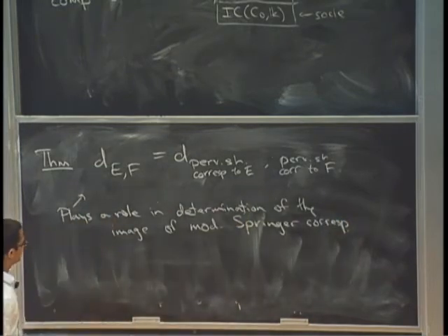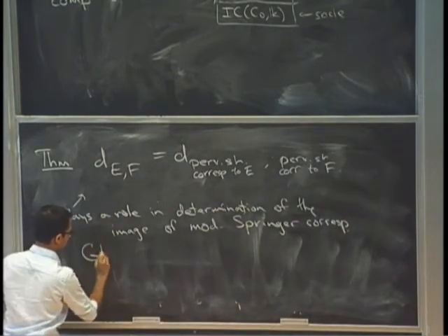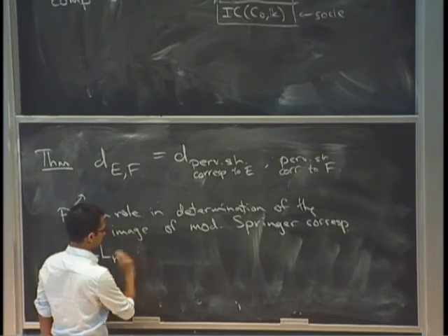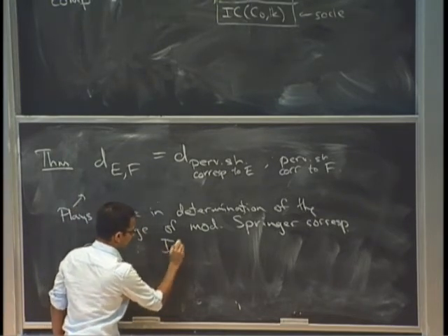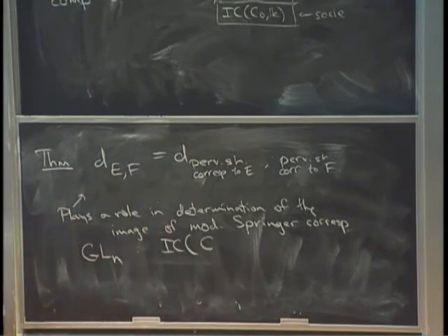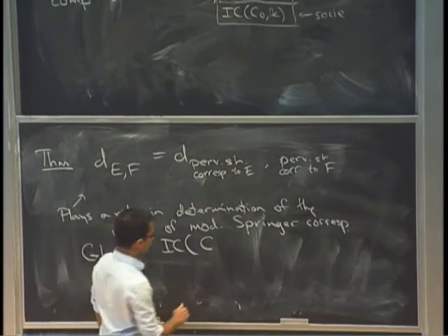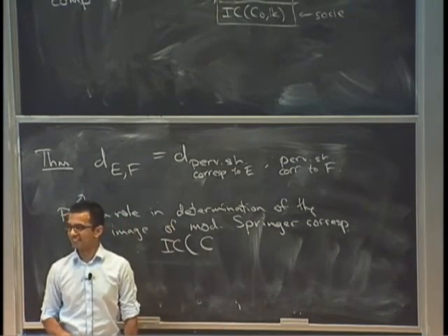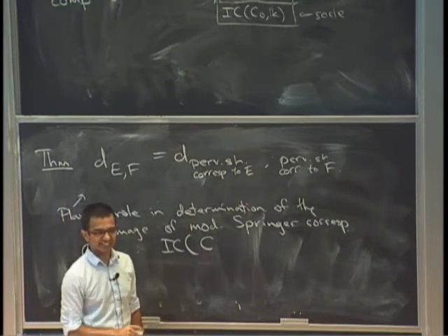So this determination of the image for GLN, I'll tell you what it is. For GLN, this was already in Juteau's thesis. It's exactly the intersection cohomology complexes on nilpotent orbits. Well, they're supposed to be labeled by some kind of partition. Does anyone in the audience want to guess what kind of partition?